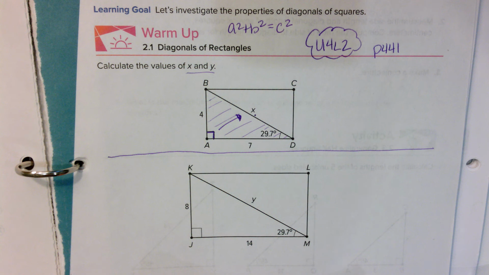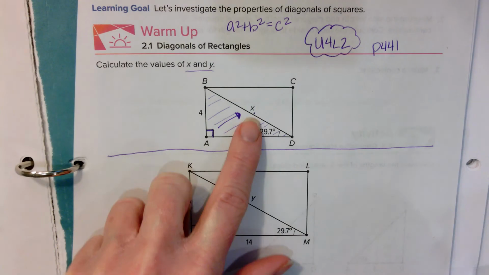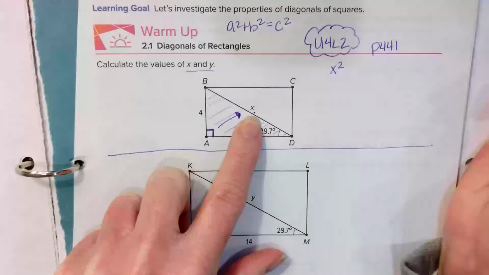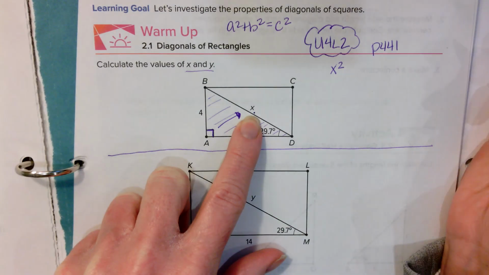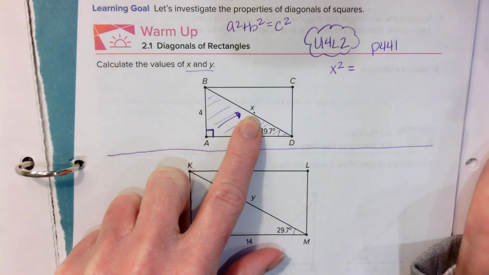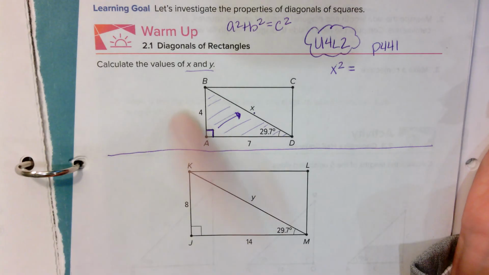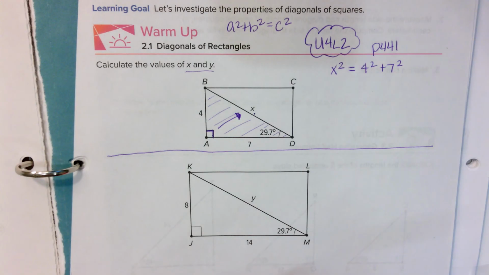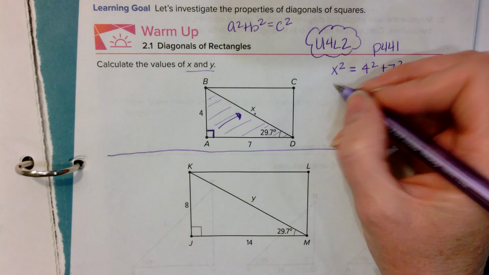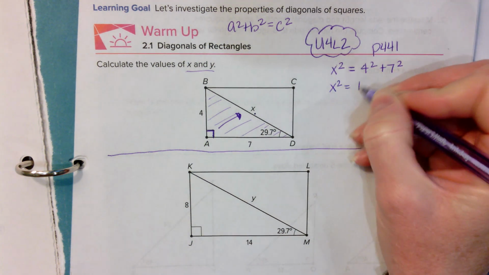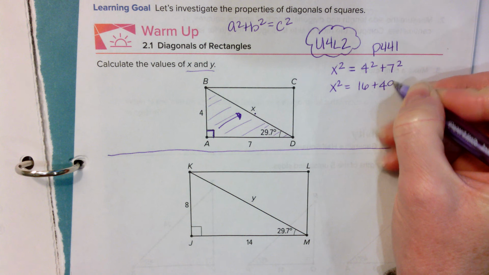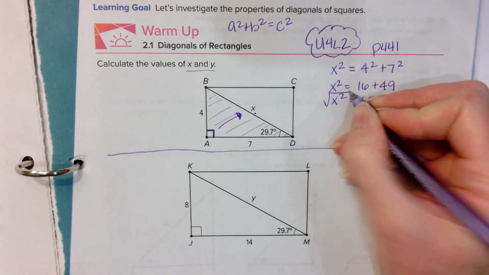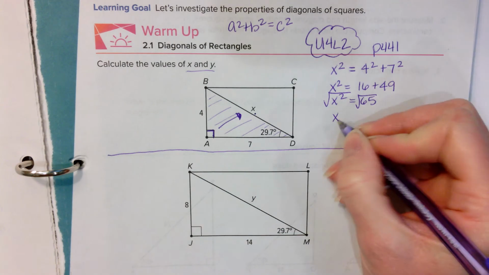So let's set up the Pythagorean theorem. I'm going to write my x squared on the left side. That is my hypotenuse squared, that's my c squared. It's by itself, equal to the other two sides, the 4 and the 7. So 4 squared plus 7 squared. Using my PEMDAS, I have to do exponents before addition. So I get my 16 plus 49. When I add them together, I get 65. So now I need to take the square root of both sides to find the value for x.